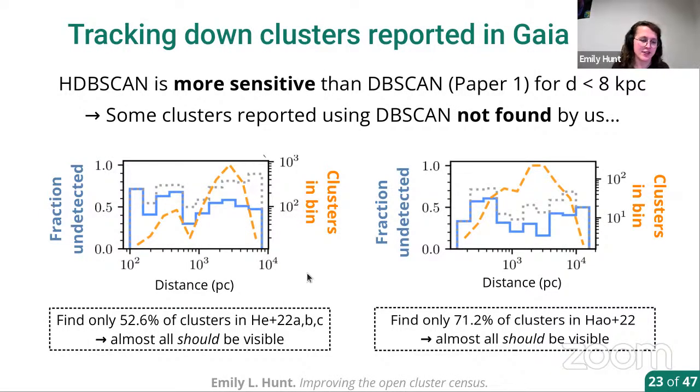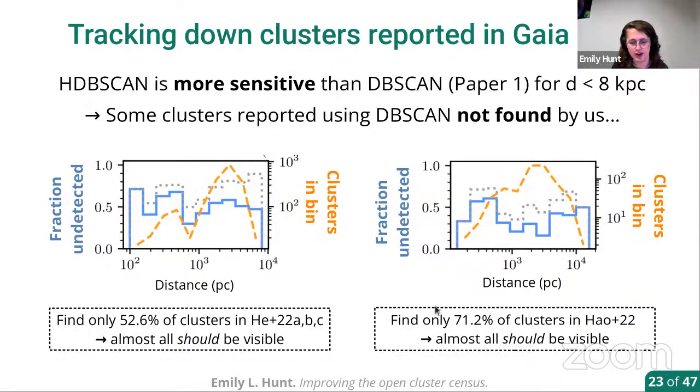For instance, in the series of papers by He et al., about half of the clusters we can't detect, and there's no correlation on distance here. In fact, the region of distance where we can't redetect the most clusters is where they're closest to the sun, which doesn't make sense because from paper one, we know that HDBSCAN should actually be more sensitive for nearby clusters. And in addition, there are similar patterns for other works.